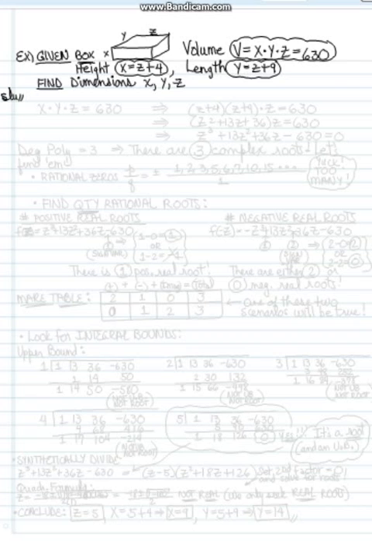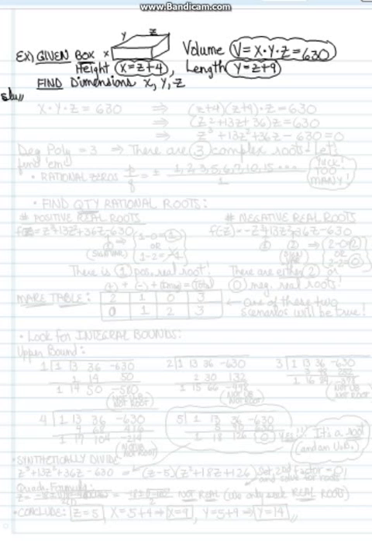Here we're given a box that has a height x, length y, and width z. The volume is 630 feet. The volume of a box is x times y times z. So we have xyz equals 630.